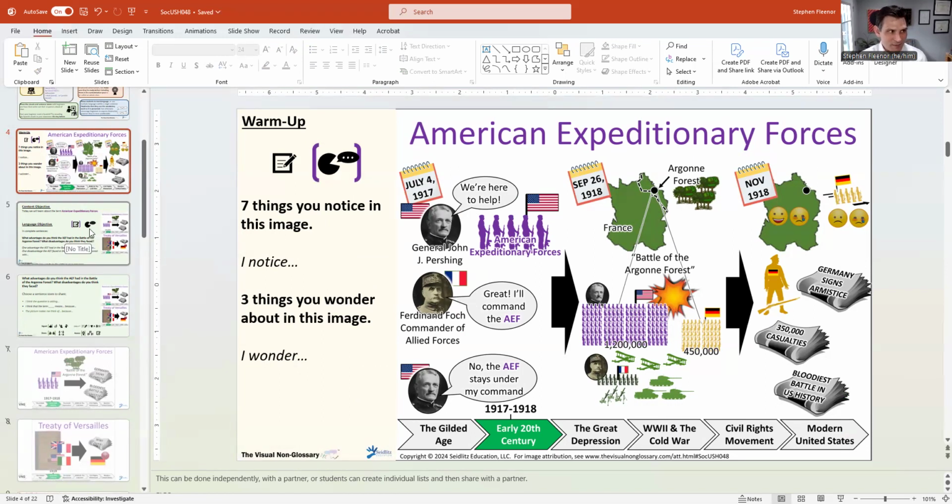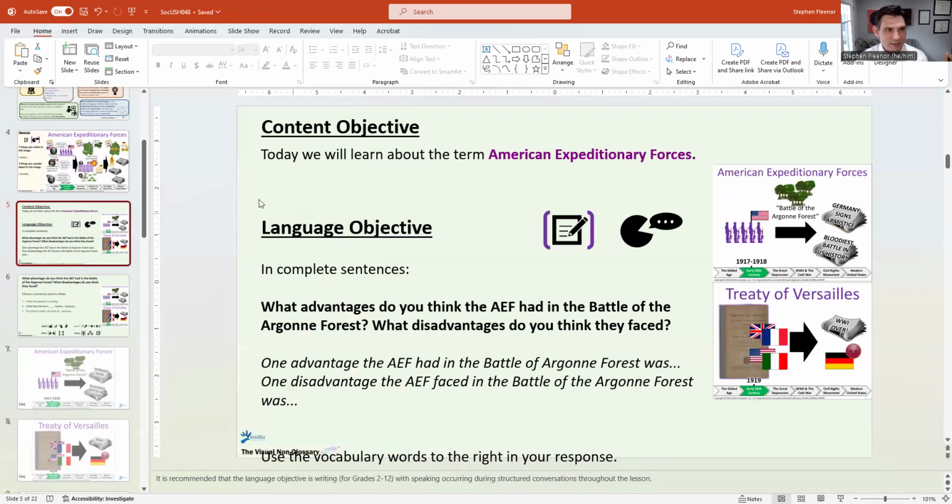There's also objectives that come with every single lesson. The content objective is always going to be super basic. It's always just going to be, today we will learn about the term blank. And please feel free to edit this as it relates to your learning standards. But as I like to say, a written down content objective that students interact with is way better than no content objective. And so this provides at least a skeleton for a content objective.